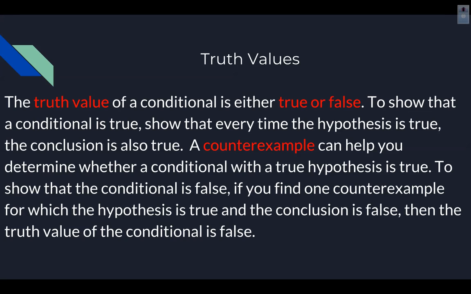So the truth value of the conditional would be false. So it has to be both true in order for the conditional statement to be true. If one of them is false, then the whole thing's false. Kind of like a positive and negative. If they're both positive, then the answer is positive. If one of them is negative, then the whole thing is negative.